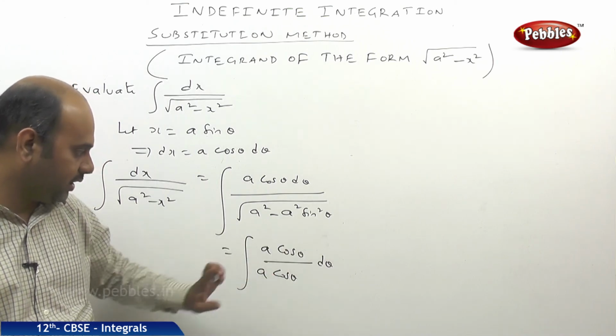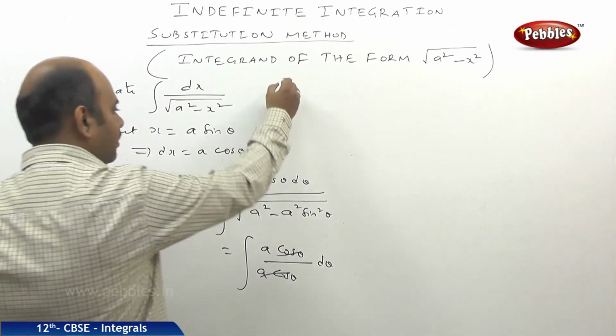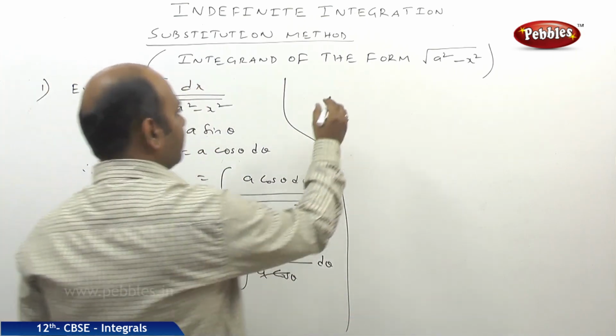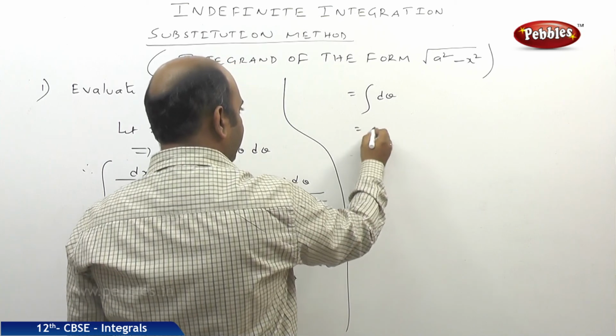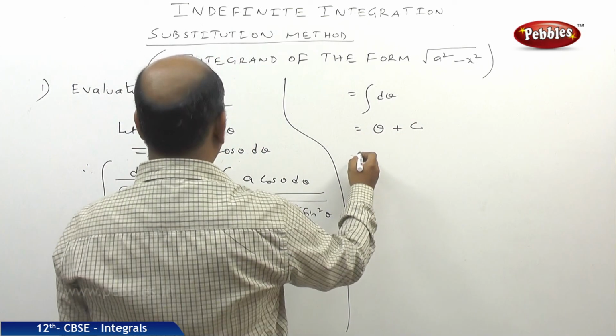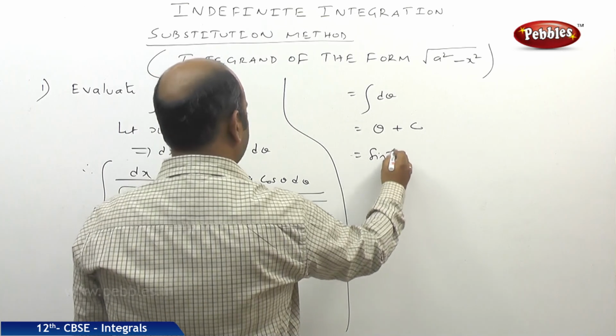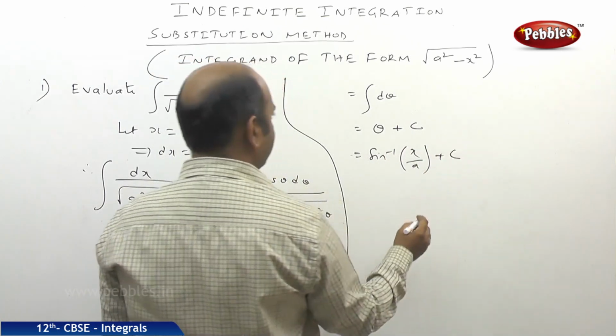So what will we be getting? A cos theta. So now both will be getting answered. Finally there remains integral of d theta. Integral of d theta is theta plus c. Theta is nothing but sin inverse of x by a plus c.